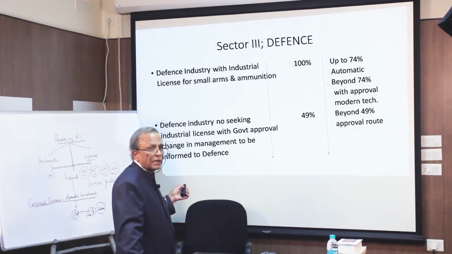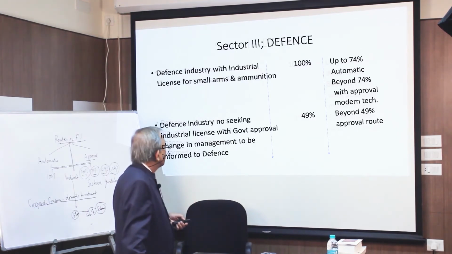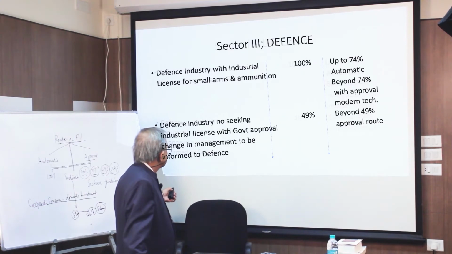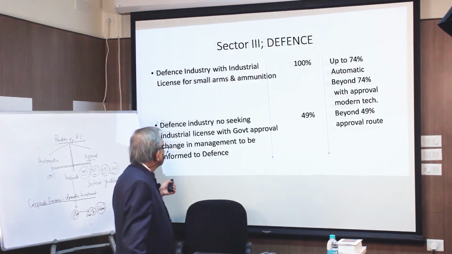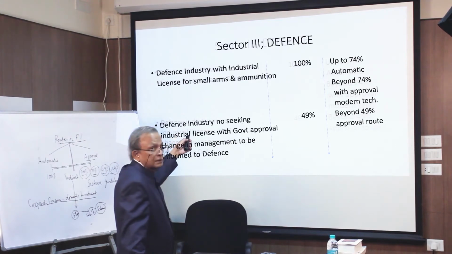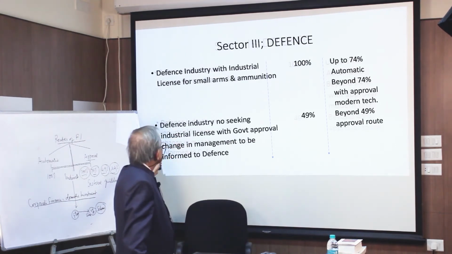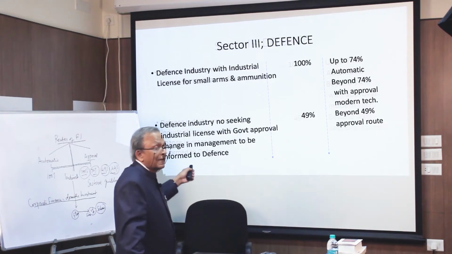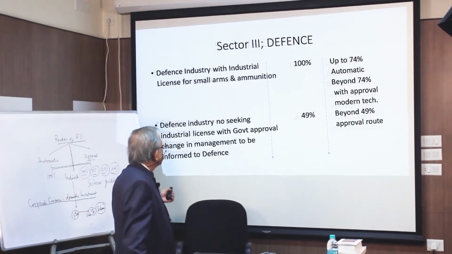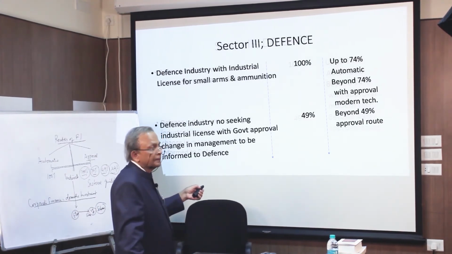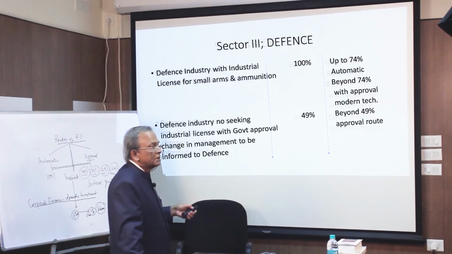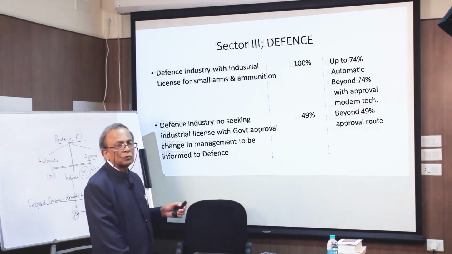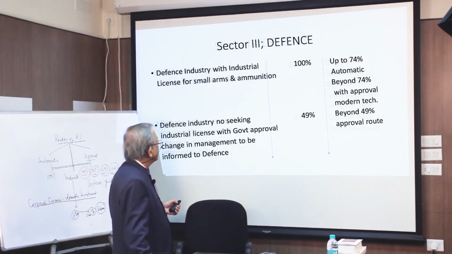These arms and ammunition are now sold along with the ordnance factories' production. The defense industry seeking an industrial license. Defense industry having an industrial license. Defense industry having no industrial license, but they have the government approval. In that case, they can have up to 49%. Beyond 49%, they have to go to the Government of India for getting approval route.